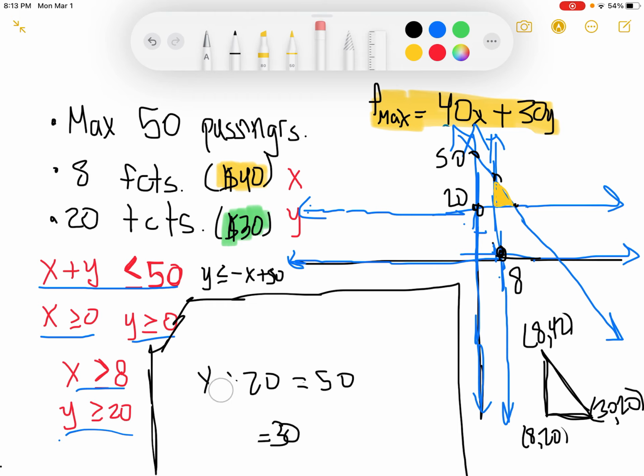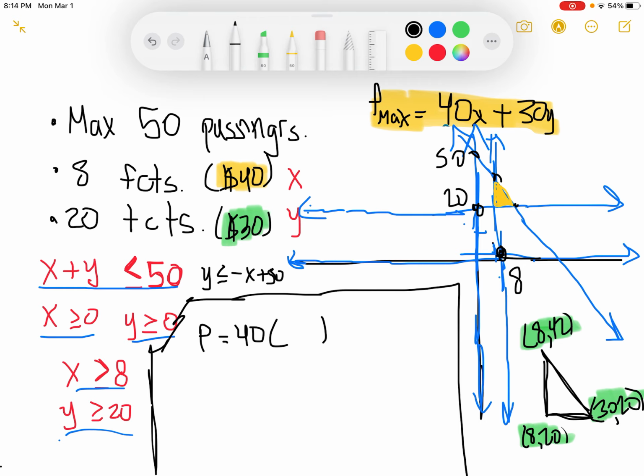So what do we do with those 3 coordinates? Let me highlight them in green so we see them. We have (8, 42), (8, 20), and (30, 20). For each of those, we're going to plug it into this equation, and whichever one has the highest number when we plug them in is going to be the best answer to our question. So let's see. Well, we have P. So we know we're plugging it in 3 times. So let's just write these 3 equations. So there we go.